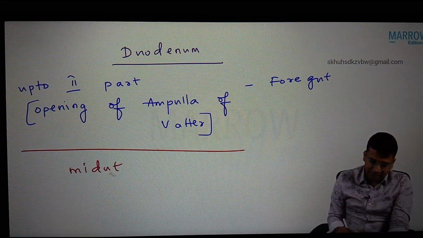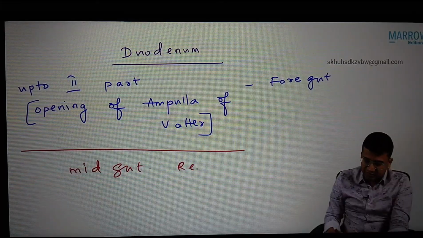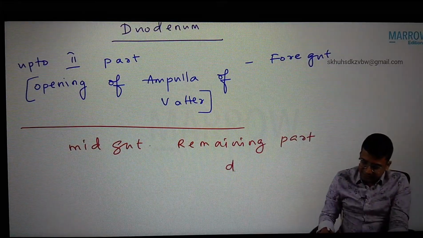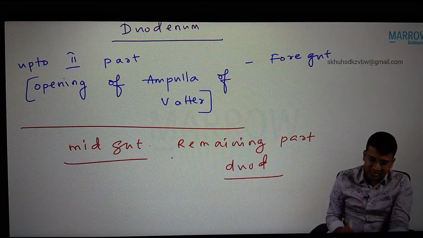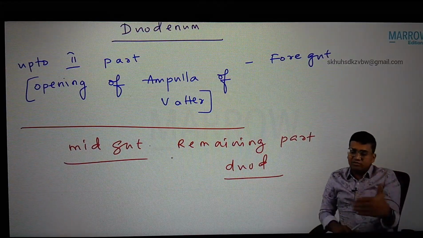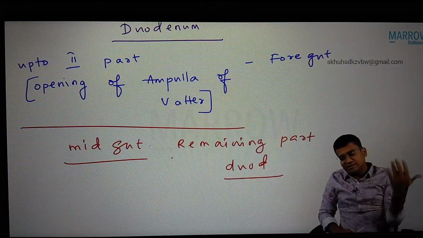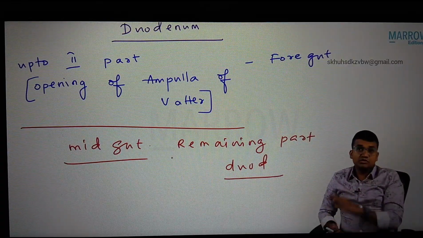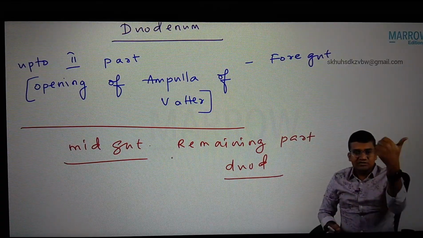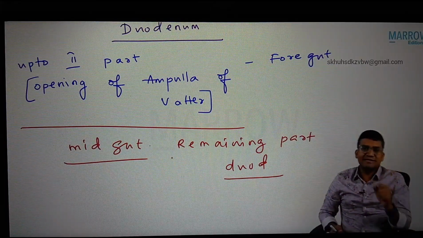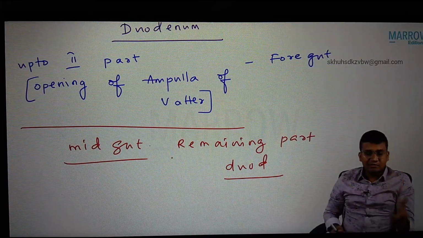The remaining part of duodenum is coming from midgut. So up to the opening of ampulla of Vater, it is a foregut derivative. Now below the opening of ampulla of Vater, it is coming from midgut. So duodenum is an organ which is coming from both foregut and midgut. That is the point. One time they gave this question in the DNB exam.